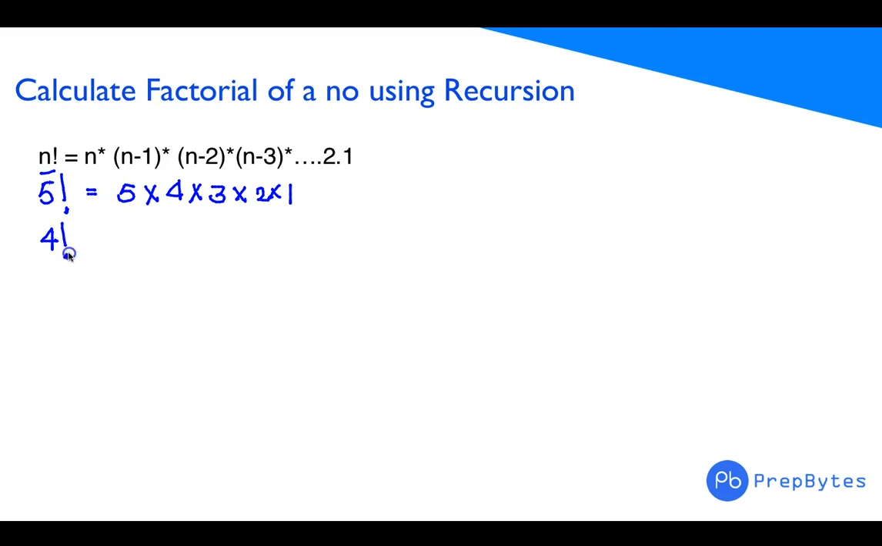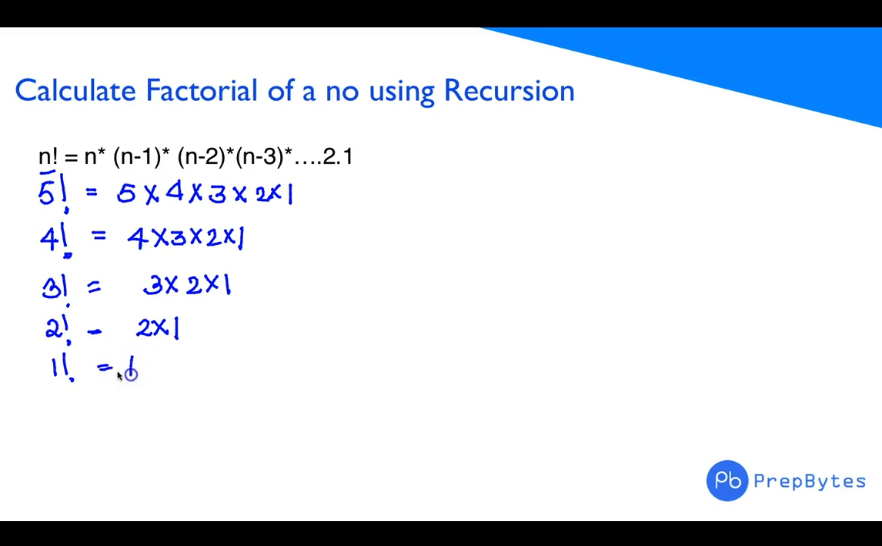Similarly, 4 factorial is equivalent to 4 into 3 into 2 into 1. 3 factorial can be written as 3 into 2 into 1, 2 factorial as 2 into 1. 1 factorial is 1, and 0 factorial is also 1.